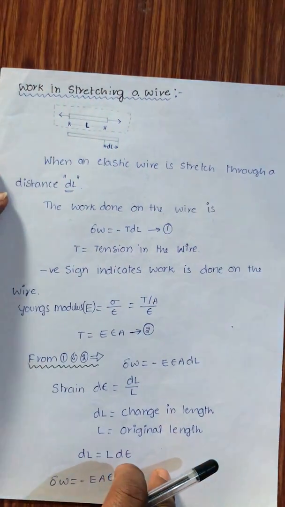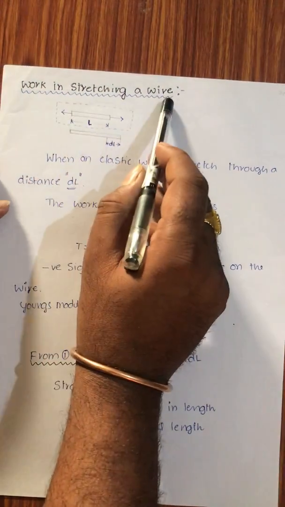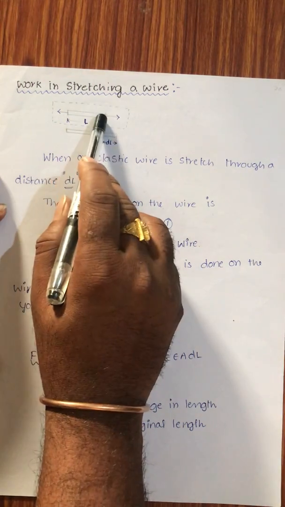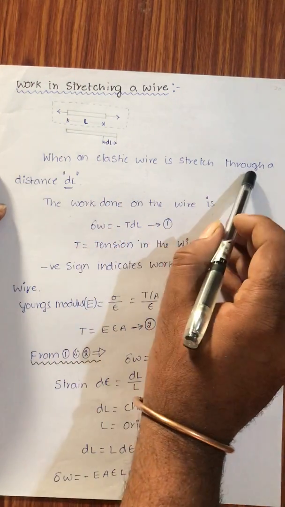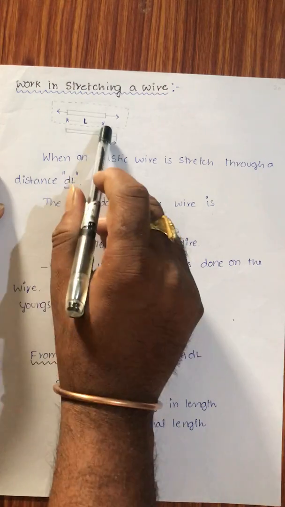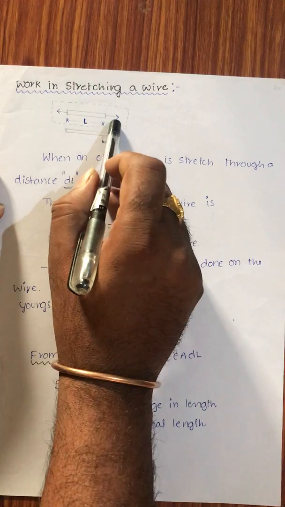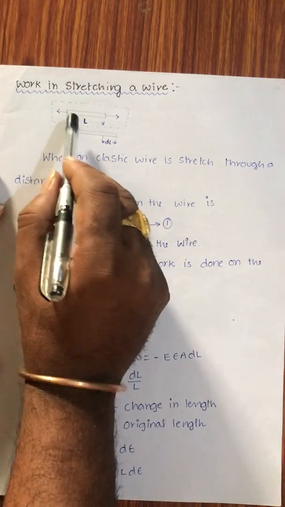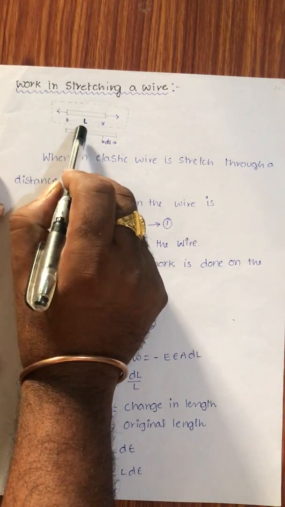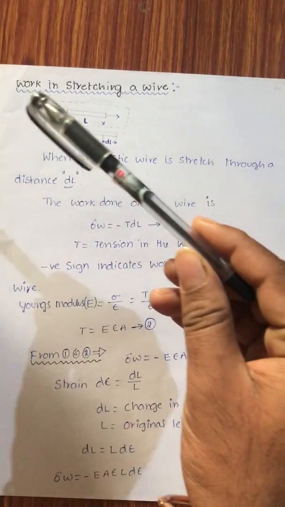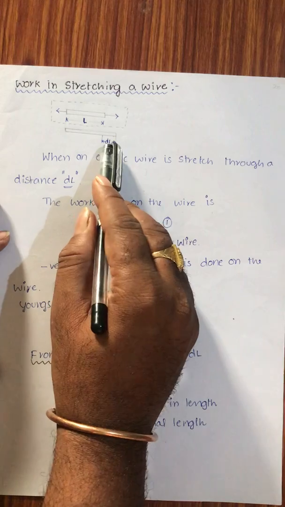Now let us look into the work in stretching a wire. Here, let us consider an elastic wire. When an elastic wire is stretched through a distance dl, a tensile force T is applied on this wire, and we consider that as a system. Initially the length of the wire is L. After applying the tensile force, the length will increase by an amount dl.